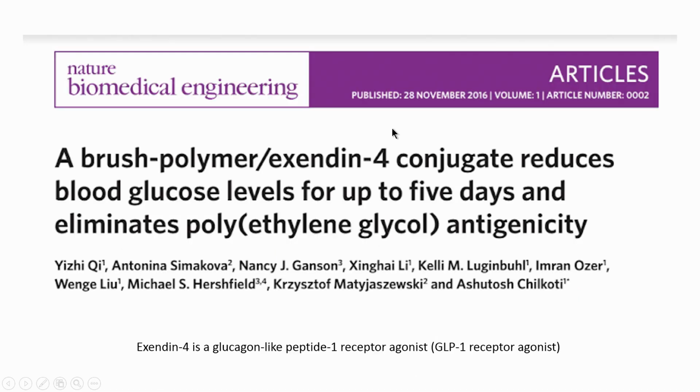Further to this, they started evaluating whether such strategies can be used to prevent any antibody generation. Here is another paper by the Chilcote group. We are going to talk a little bit about this paper. What they have used is a protein called exendin-4, which is a small peptide used in the case of diabetes to secrete insulin.